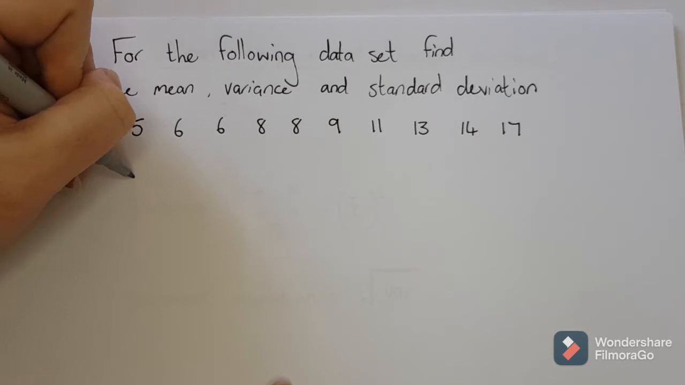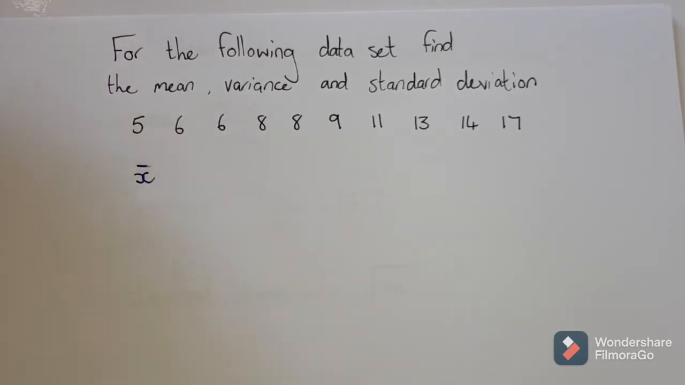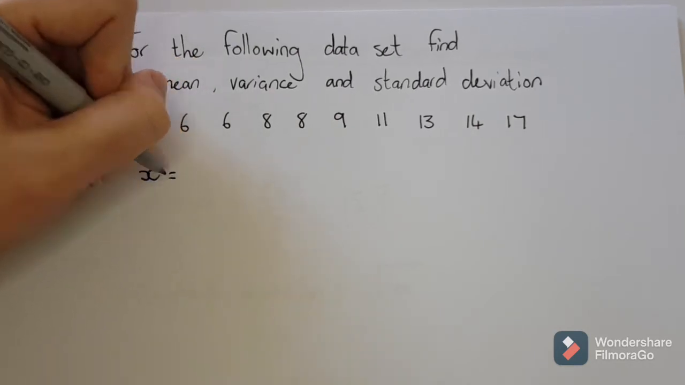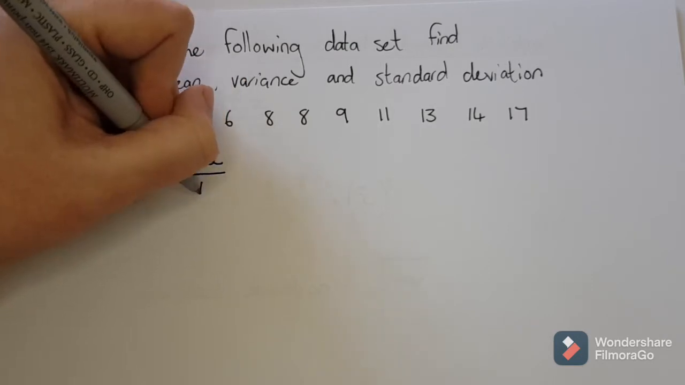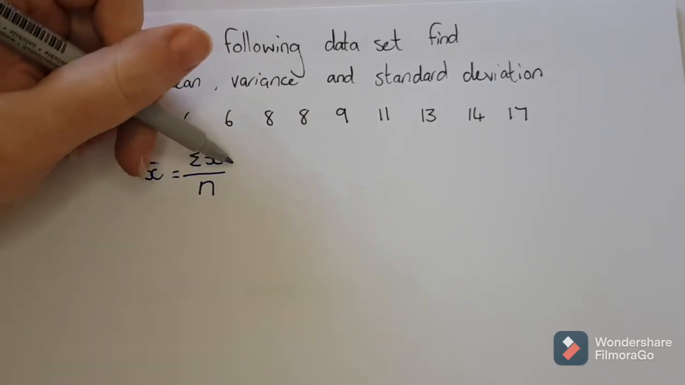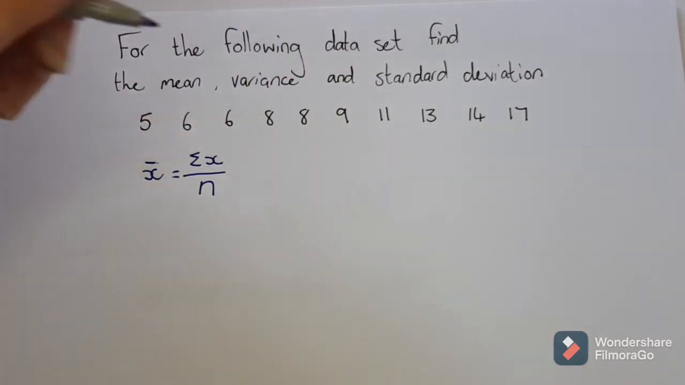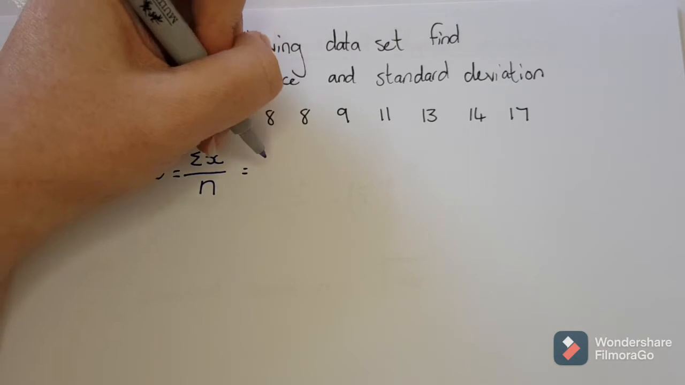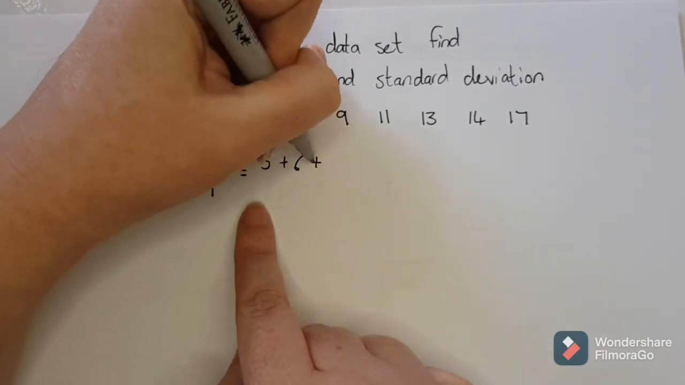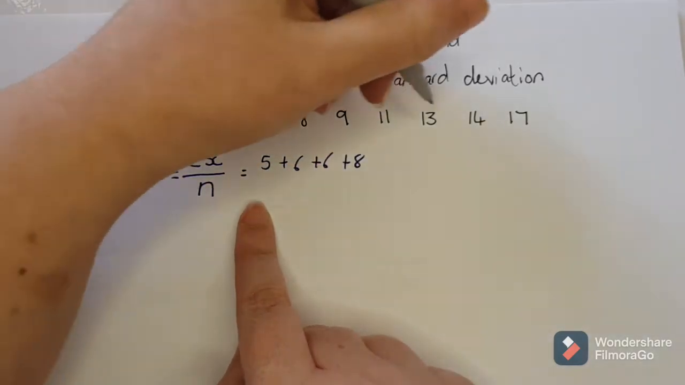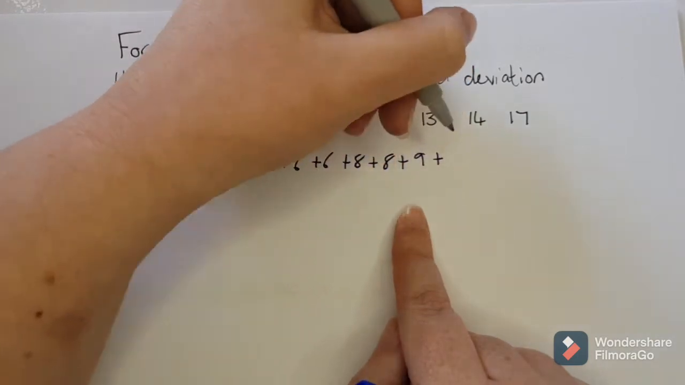So the mean, we can use that symbol x with the line on top, which represents mean. And we can say that that is going to equal the sum of x over n. Now the sum of x is going to be each individual x value added together. So we're going to say that equals 5 plus 6 plus 6 plus 8, etc. Each adding your numbers all up.